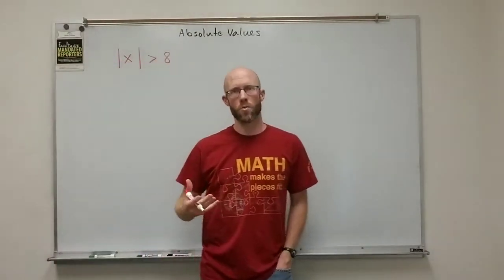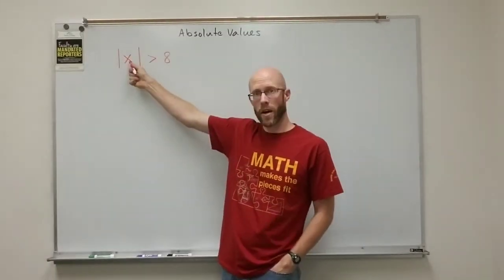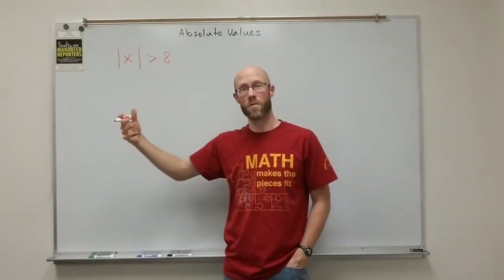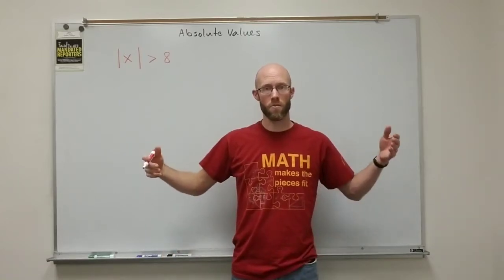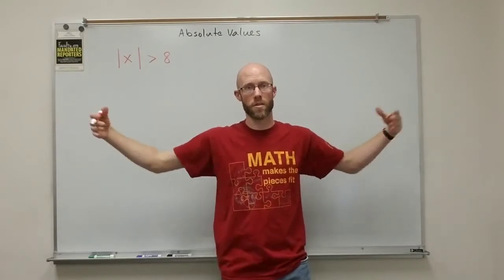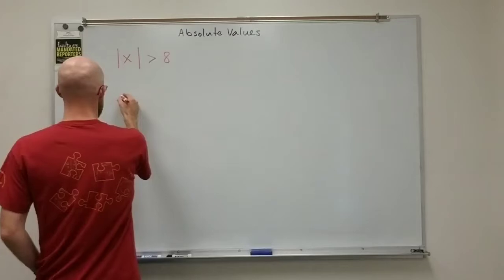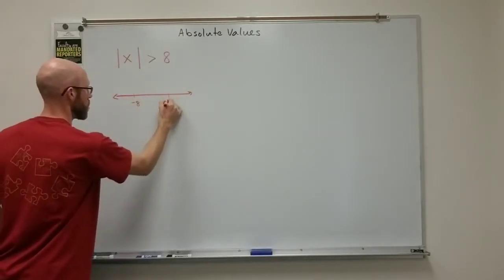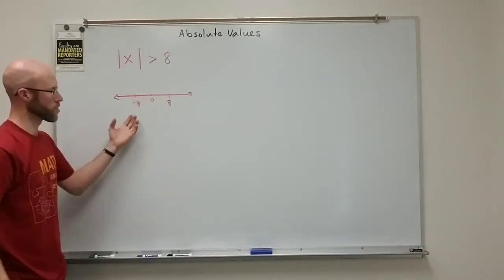And so basically what this inequality is asking us to find are values of x whose absolute value is greater than 8, or whose distance from 0 is greater than 8. And so you can imagine there are things that are farther away from 0 than 8, or farther away from 0 than negative 8. So going in both the positive and negative direction. On the number line, I could represent that very simply by noting the negative 8 and the positive 8. You put 0 in between them somewhere.